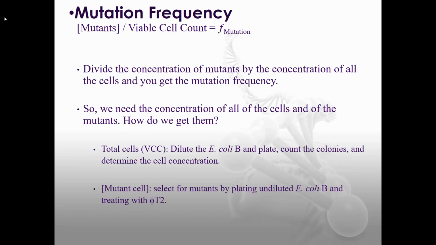For the mutant concentration, what you did was you put a selective pressure on those E. coli B cells. You did that by taking the E. coli B and, without diluting it, because the vast majority of them are going to die, you plated them on plates that you then added the bacteriophage T2 to. And the T2 was able to kill most of the E. coli B, but not quite all of them. And the ones that survived were the mutants.